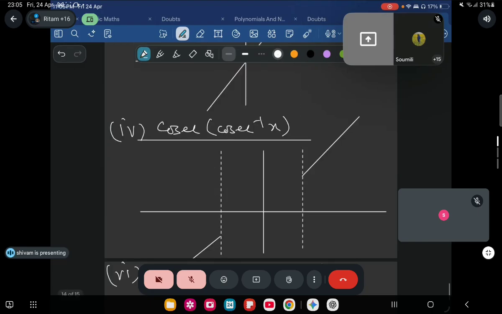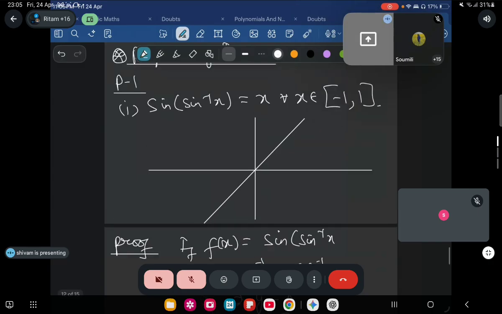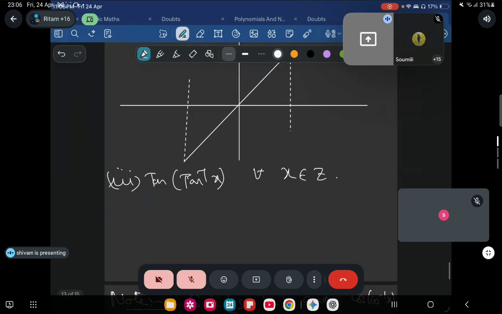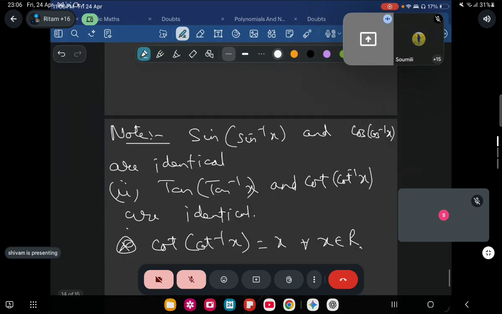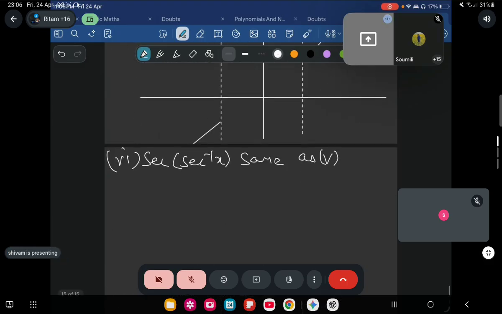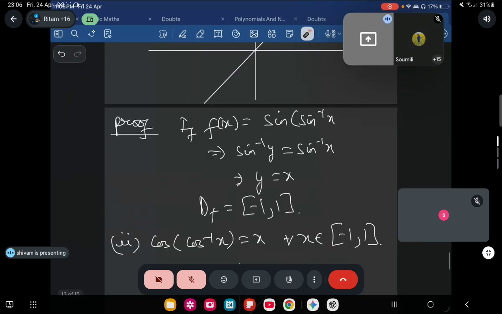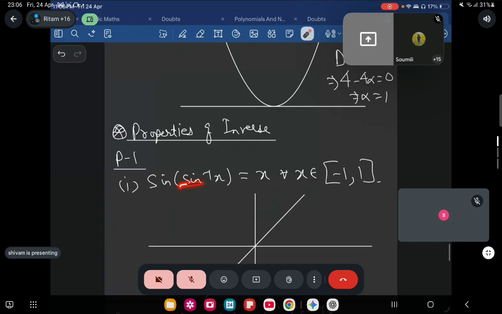Okay. So see everyone, we have discussed property number 1: sine of sine inverse x, cos of cos inverse x, tan of tan inverse x. All these inverses we have discussed. Okay. Now let us interchange. Just now we have discussed sine of sine inverse x. Let us discuss sine inverse sine of x.